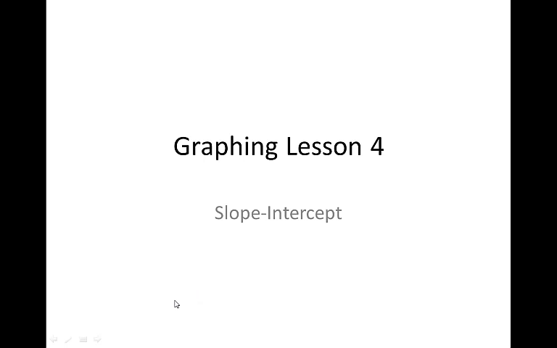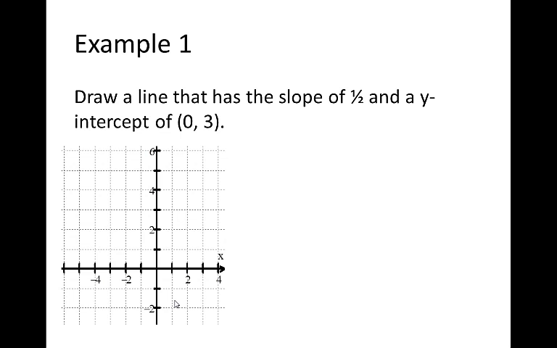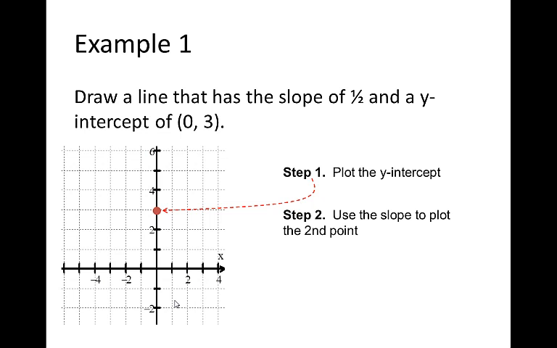Okay, this lesson is going to be on the slope-intercept form of a line. So we want to draw a line that has a slope of 1/2, y-intercept of (0, 3). So we first begin by plotting that y-intercept. The y-intercept of (0, 3), you just put a dot there, and then use the slope to plot our second point. So the slope is 1/2, so we're going to go up 1 and over 2.